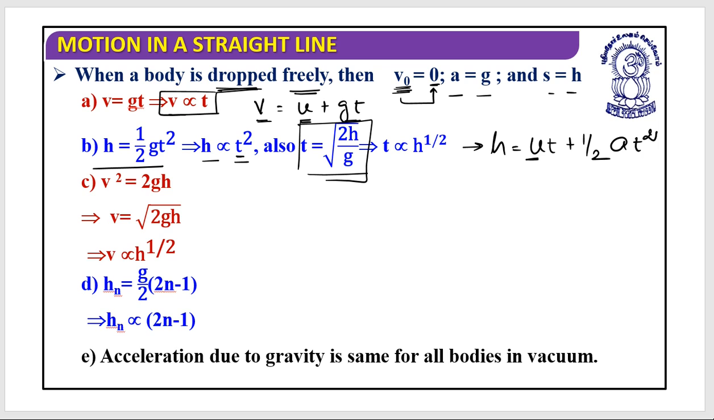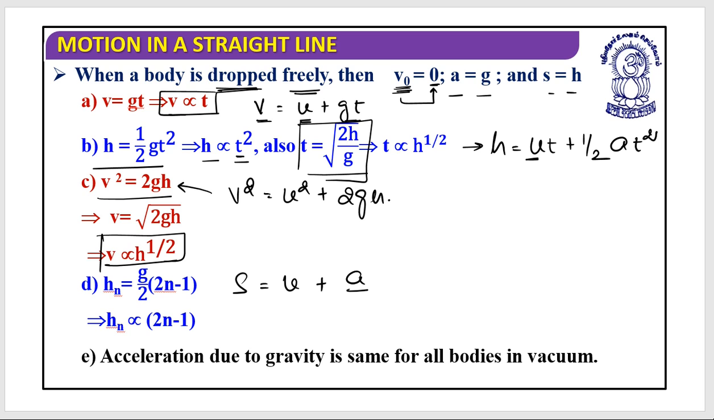Next, our initial relation was v square is equal to u square plus 2gh. If it is said to be dropped freely, putting u equals 0, I can have v square equals 2gh, and this v is directly proportional to h to the power half. Yes.